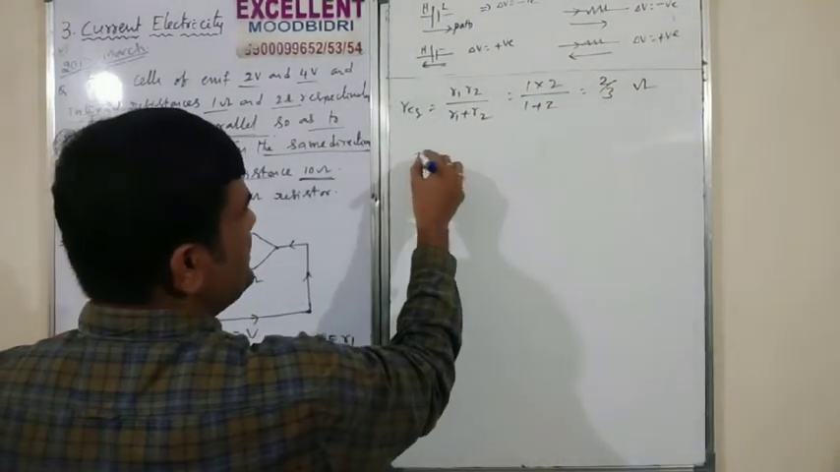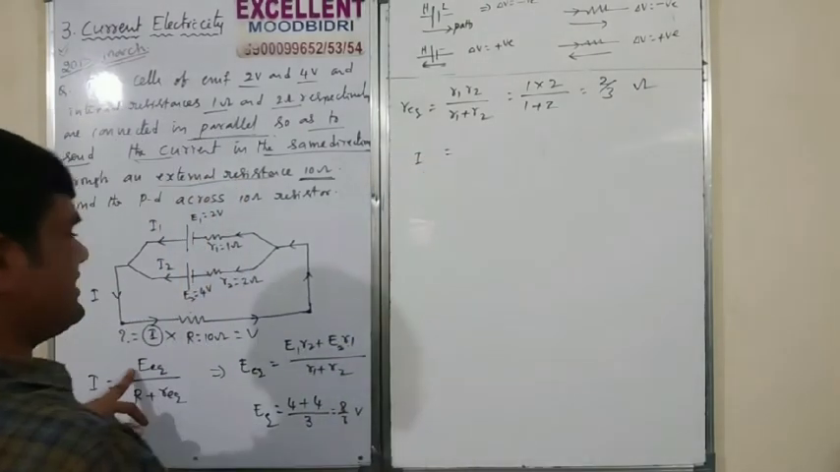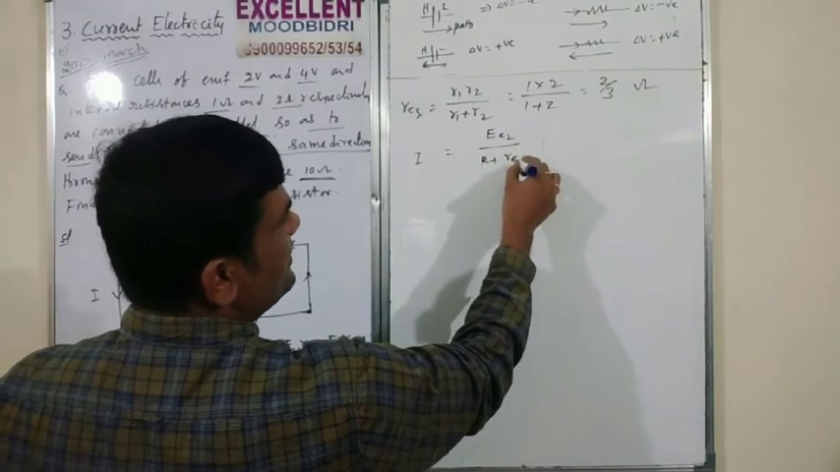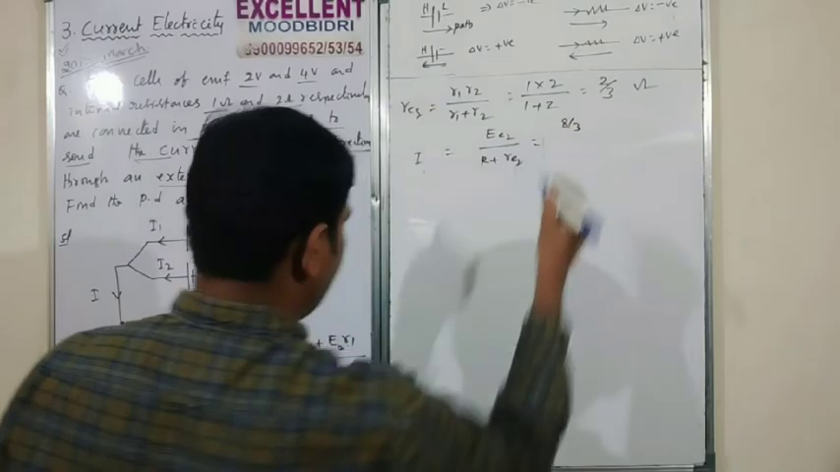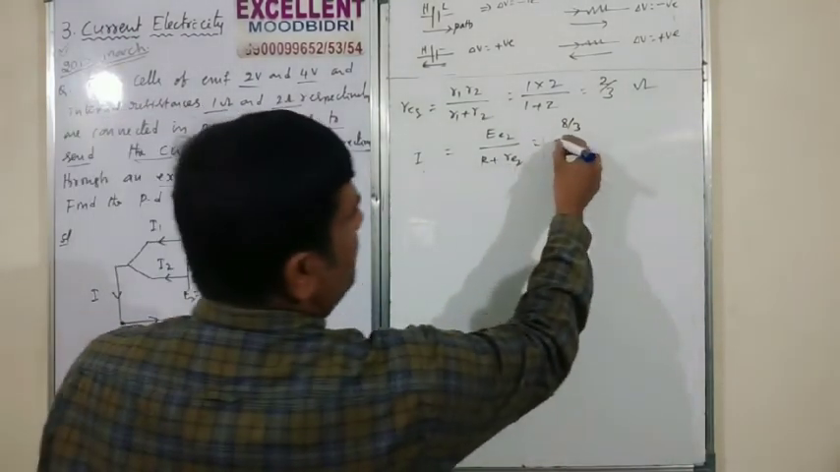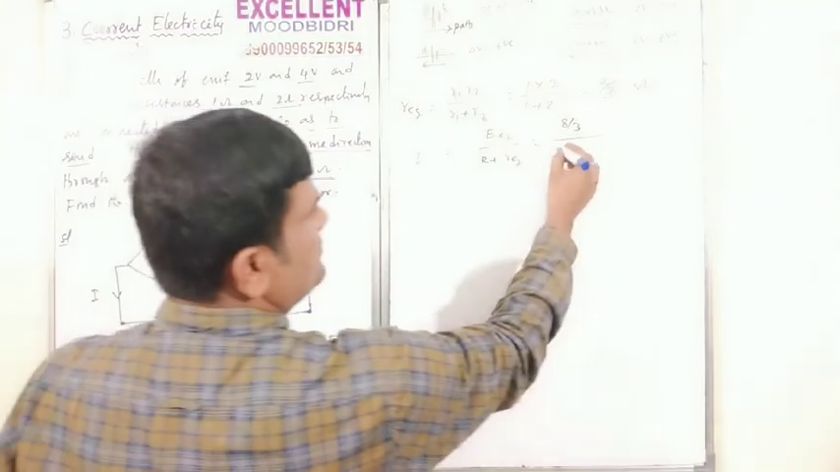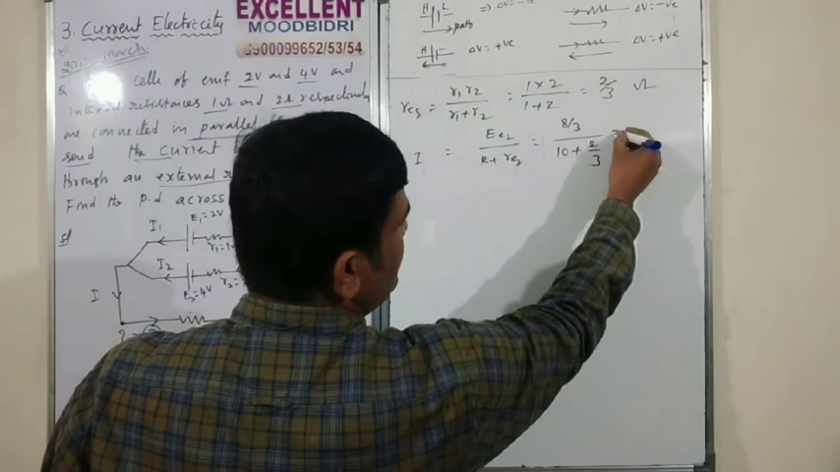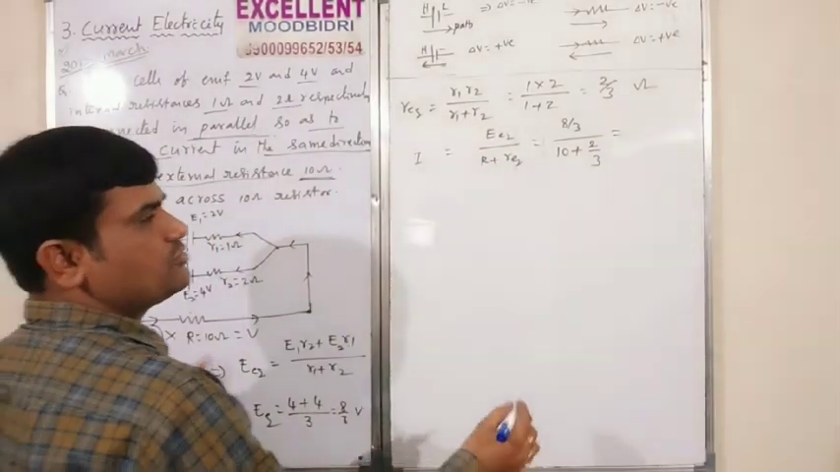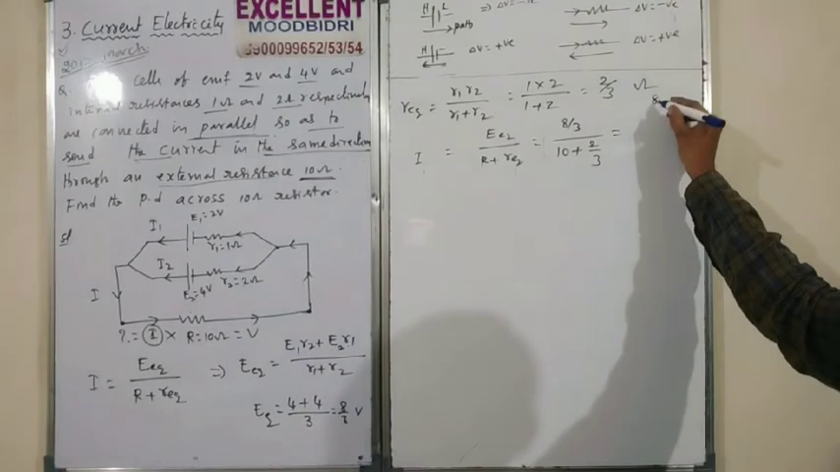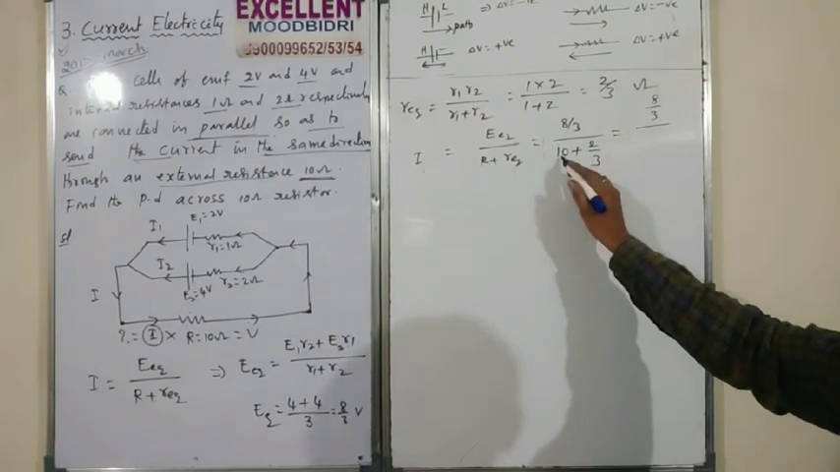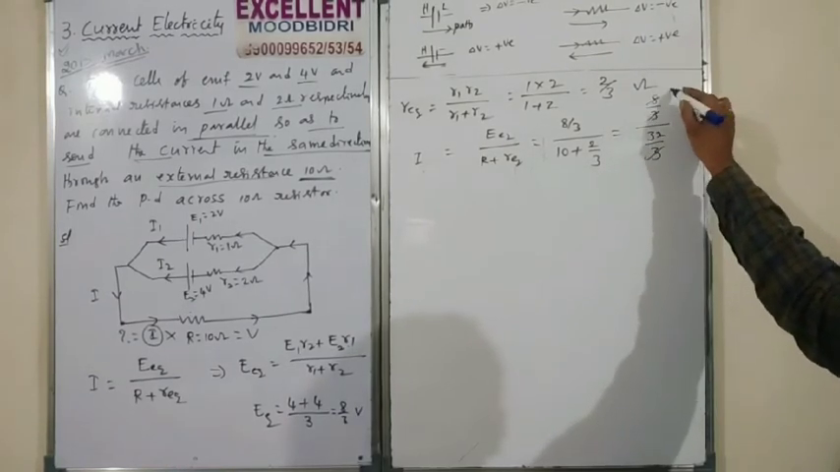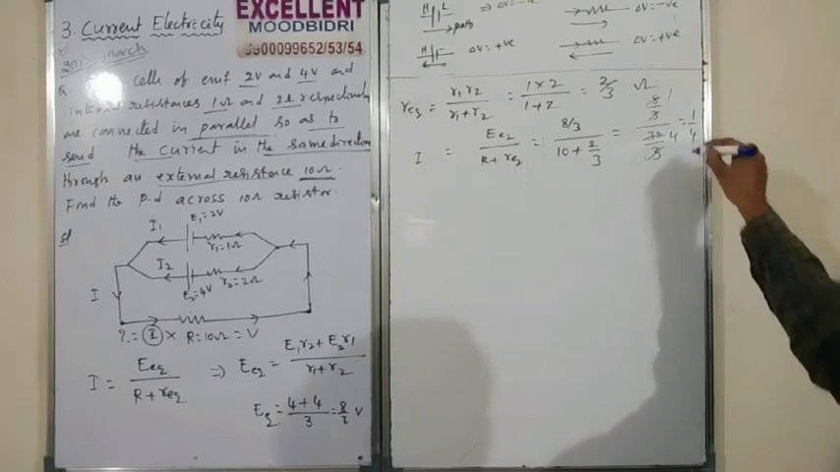Right. What is the I formula? I is equal to E equivalent by R plus R equivalent. E equivalent is 8 by 3, correct? 8 by 3 divided by R value 10 plus R equivalent 2 by 3. How much will come? So 8 by 3 divided by 30 plus 2, 32 by 3. The 3s get cancelled. So 8 over 32 gives 1 by 4.